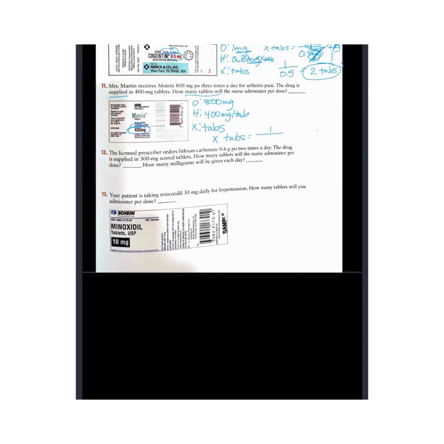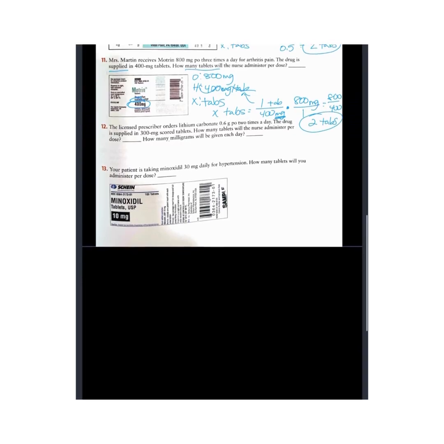I want to start my numerator with my unit of measure. I have 1 tab equals 400 milligrams. Let's make these match. I'm only given one other thing. My units of measure match, so I don't need a conversion. So I have 800 over 400. Once I divide that out, I get 2 tabs, and that seems totally reasonable.